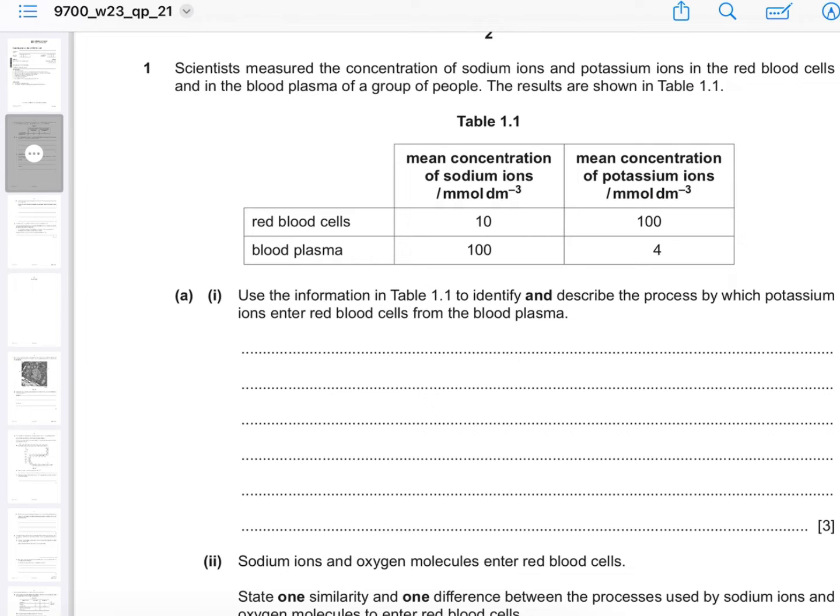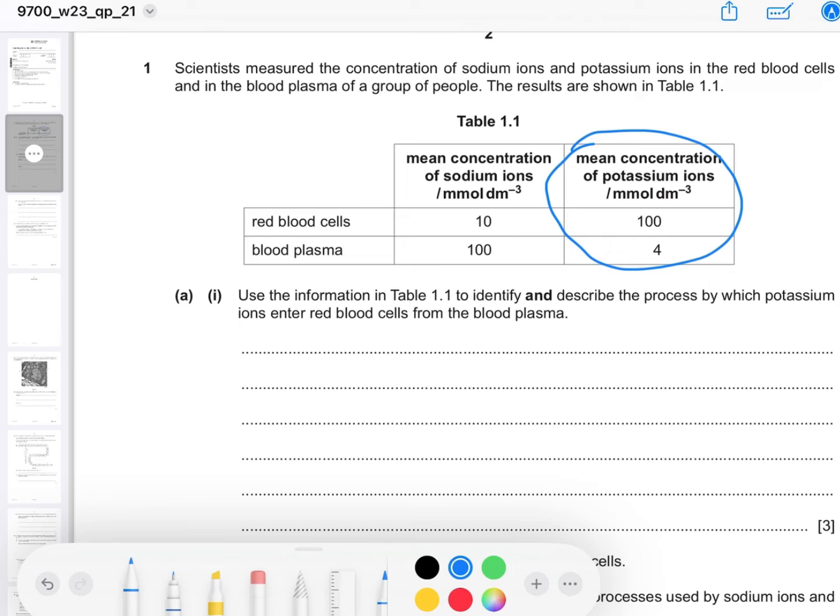Part 1 asks you to use the information in table 1.1 to identify and describe the process by which potassium ions enter red blood cells from blood plasma. Okay, so here's the column for potassium ions. As you can see, potassium ions have a higher concentration in red blood cells compared to blood plasma, and the question wants you to identify the process by which they enter red blood cells from the blood plasma. So movement of ions from an area of their lower concentration to an area of their higher concentration occurs through active transport. So here you're supposed to describe the process of active transport, which is against the concentration gradient using ATP.